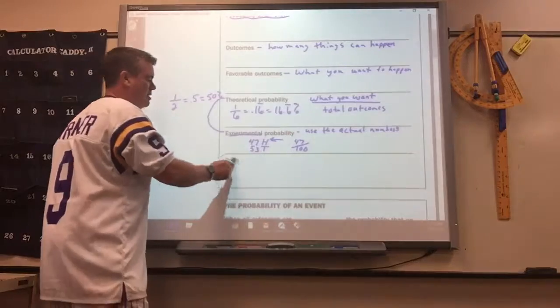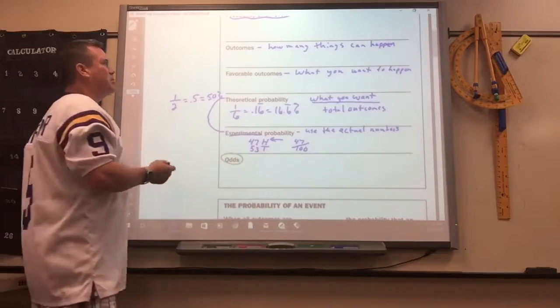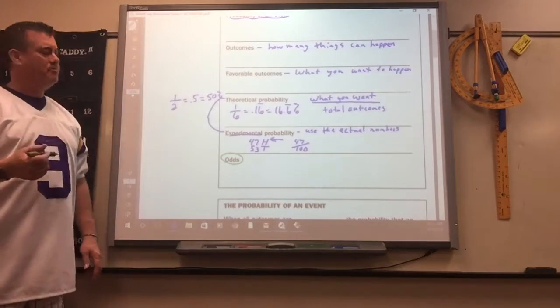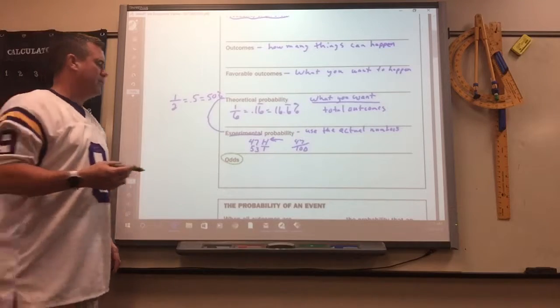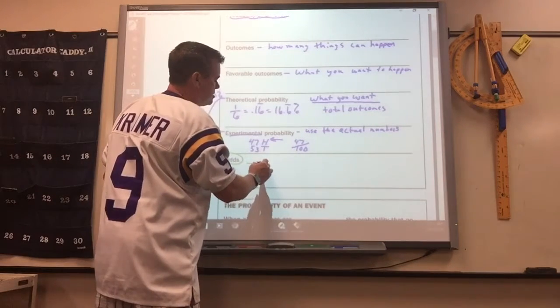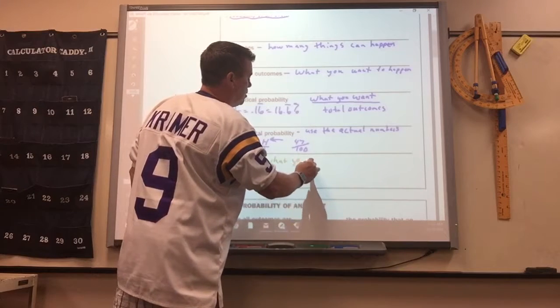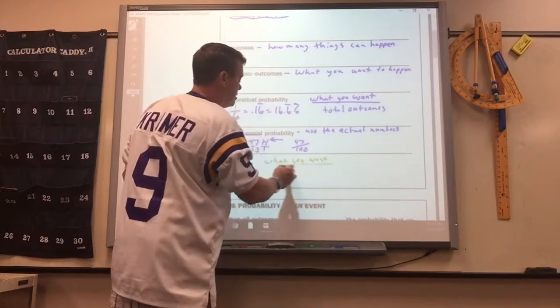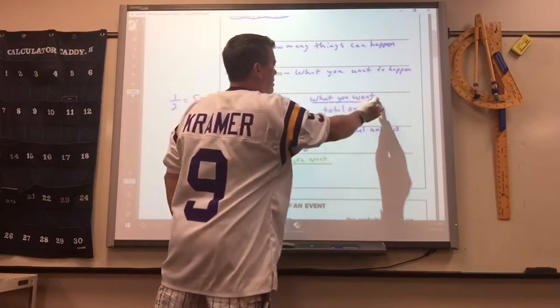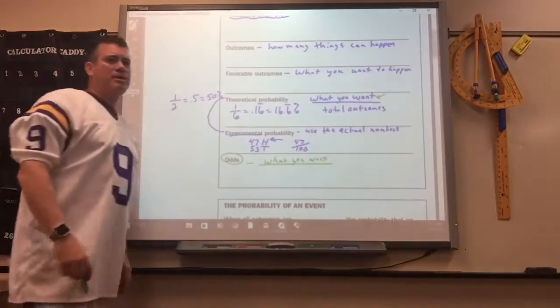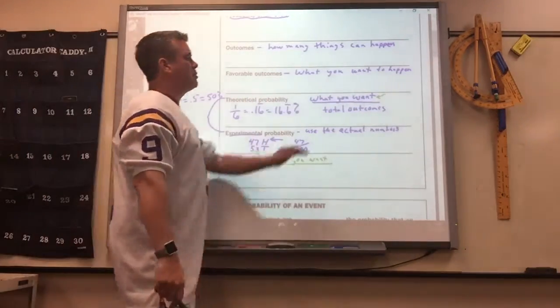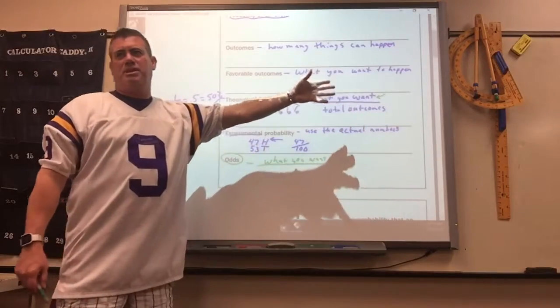Odds. Odds and probability are very similar. To figure out odds, you take what you want, which means the top number is going to be the same as the probability, but you obviously can't put it over the total because then it'd be the same as a probability.